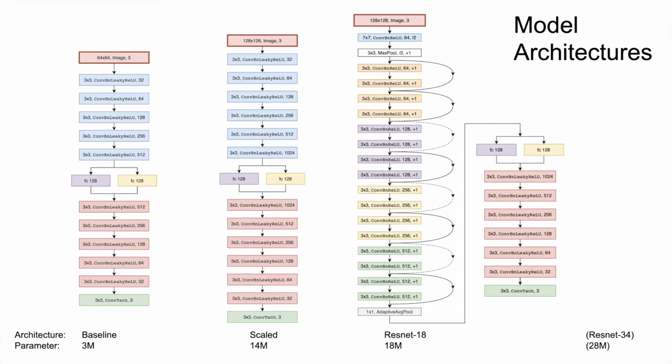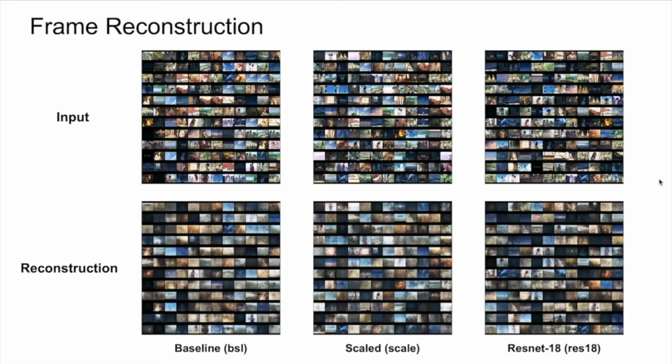Then we did some structural change by using the ResNet 18 architecture in the encoder. Here you see there are more residual connections in the encoder network, and this increased the parameters from 14 million to 18 million. Here are some samples of reconstructed frames. As we can observe from the results, the two variants both outperform the baseline model in terms of reconstruction abilities, and the ResNet model generates slightly better images than the other.